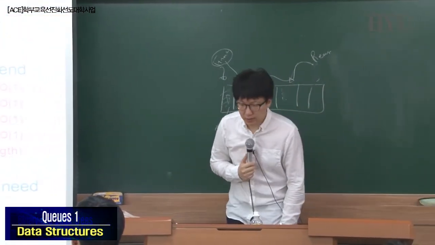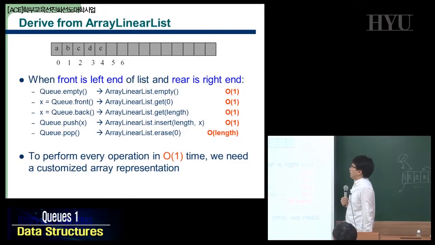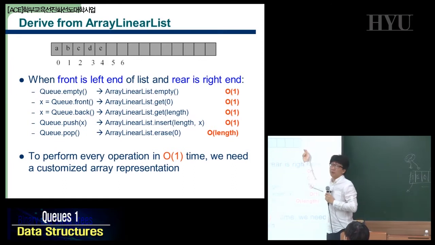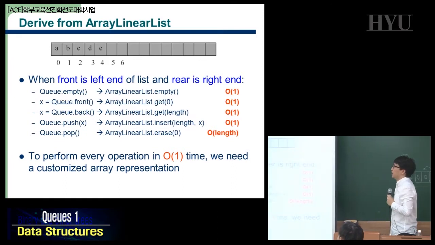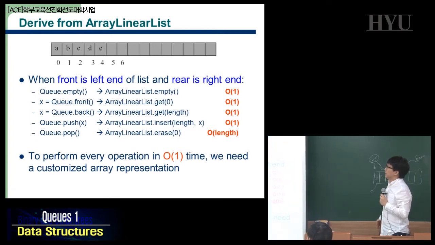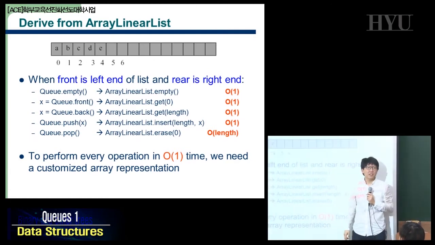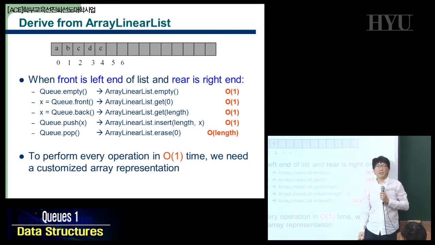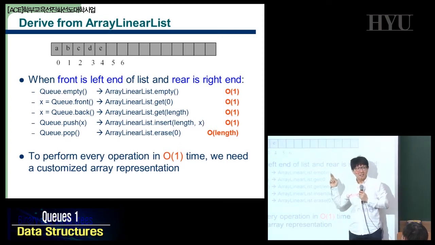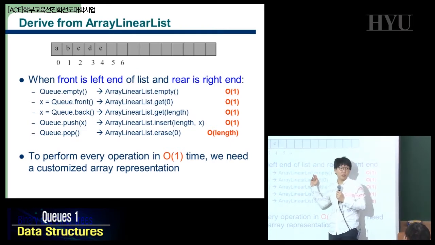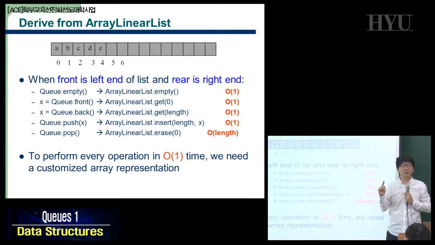Okay, so this is a brief idea. The front is the left end of the list, rear is the right end. So I'm going to decide that this side will be the front, this side will be the rear. When the front end is the list's right end, the queue is empty, array list empty. Because it's still the array-based linear list that we looked at before. If you look at the ADTs for the array-based linear list, they still have the same function called empty, just checking whether this thing is empty. So I don't need to implement this just for the queue. I can simply use this function to ask whether my queue is empty or not.